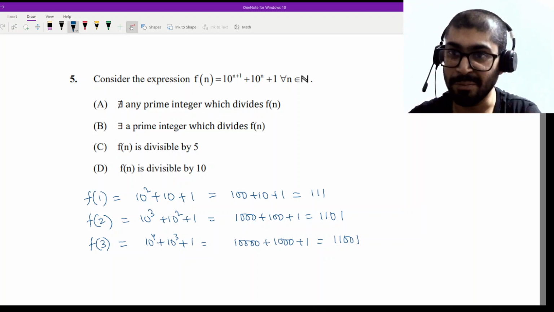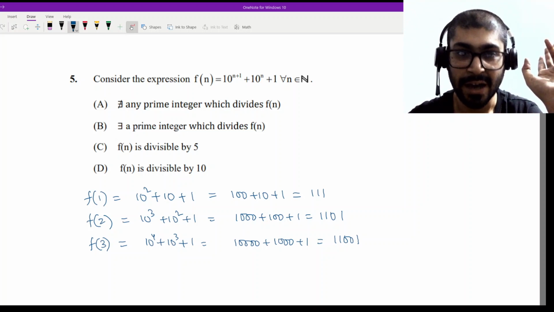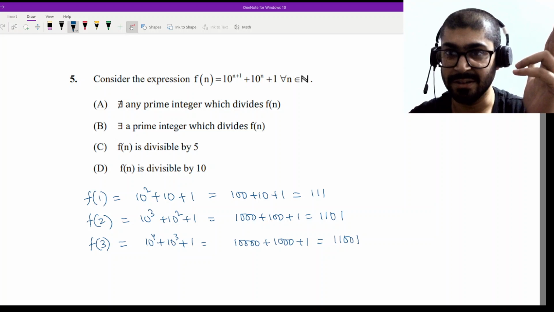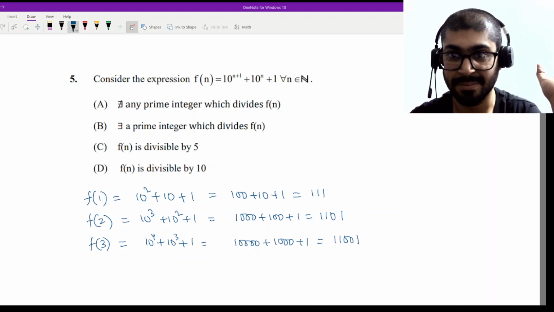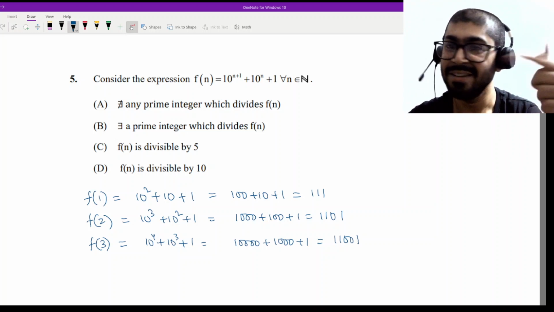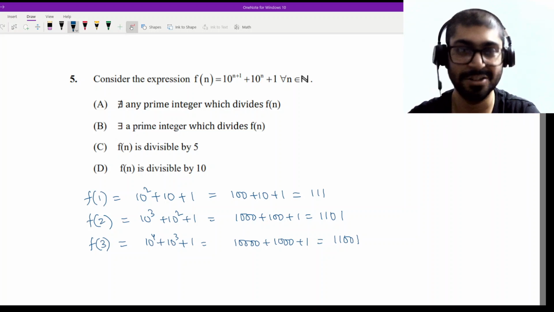So you don't have to prove anything in this question, you just have to go through the options and eliminate them. F_n is divisible by 5, option C. Is it true? Absolutely not, because it always ends with 1. Gone. Option D, similarly, absolutely not true. First of all, these are odd numbers and do not end with 0, so they do not divide by 5, no use checking.